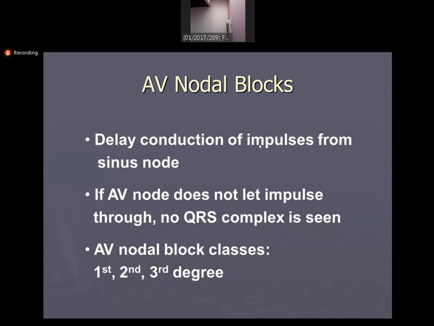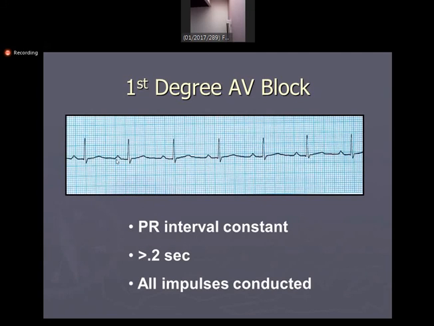I have already told you, one small square is 0.04 second, and one large square, from here to here, is 0.2 seconds.